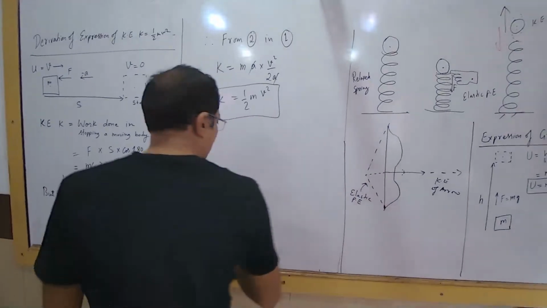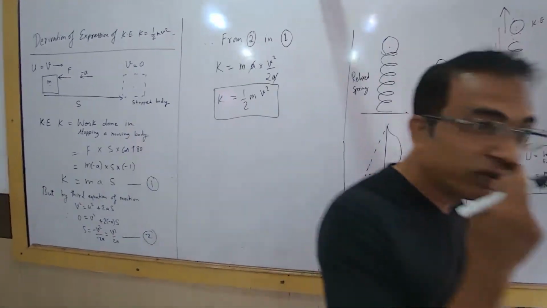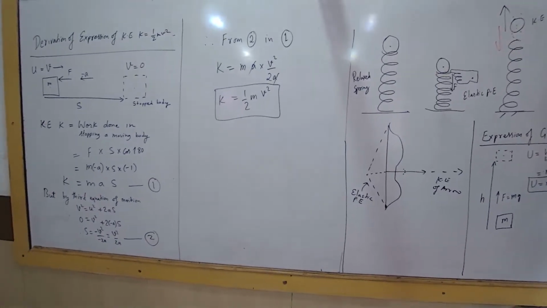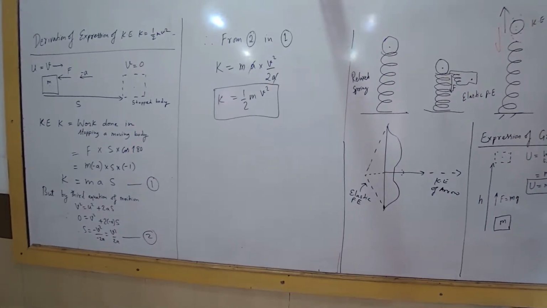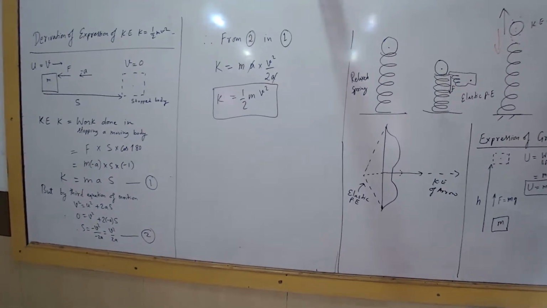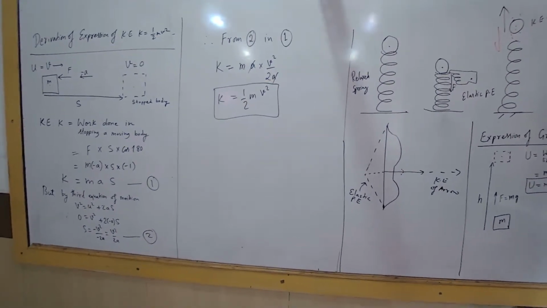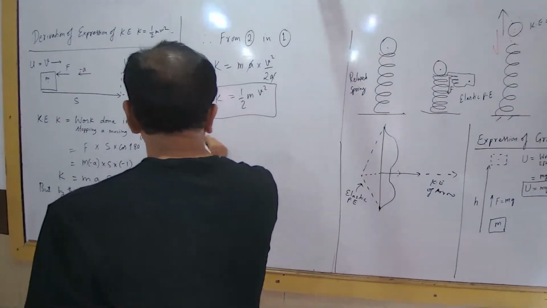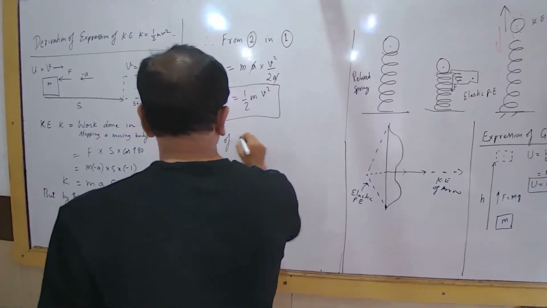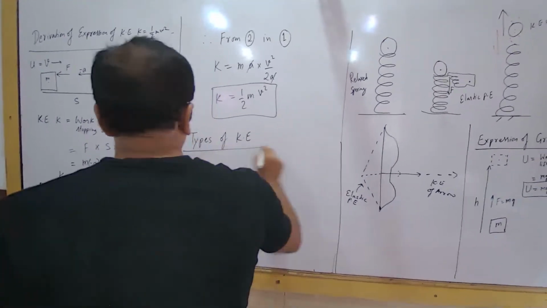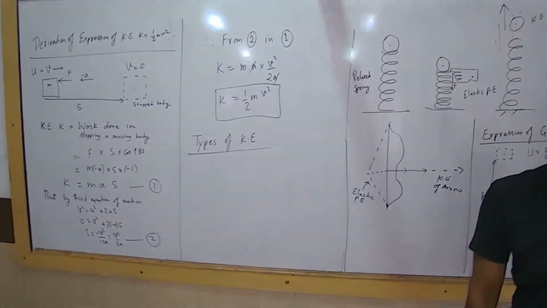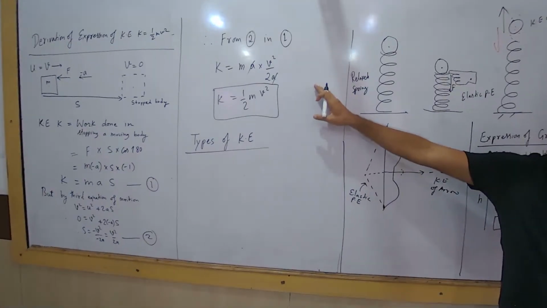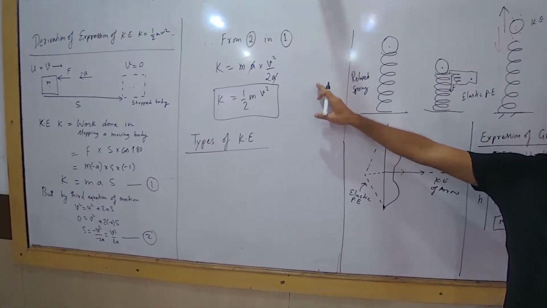Now, just like potential energy, we have different types of kinetic energy. What were the two different types of potential energy? Gravitational and elastic. Likewise, we have different types of kinetic energy. Kinetic energy is because of motion. Are you still writing it? Everybody done writing?